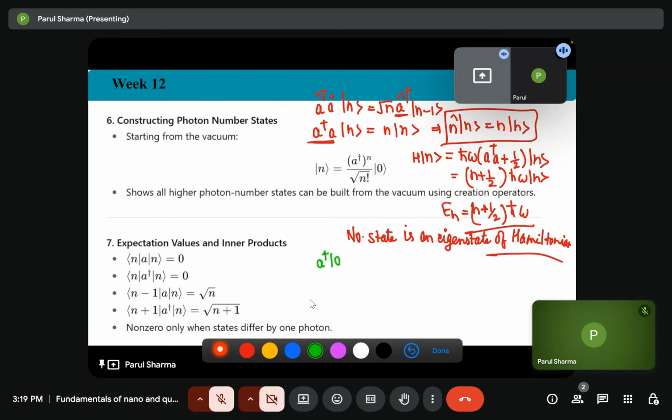If A dagger is acting on 0, it is giving us 1. If A dagger is acting on 1, it is giving us root 2, 2.